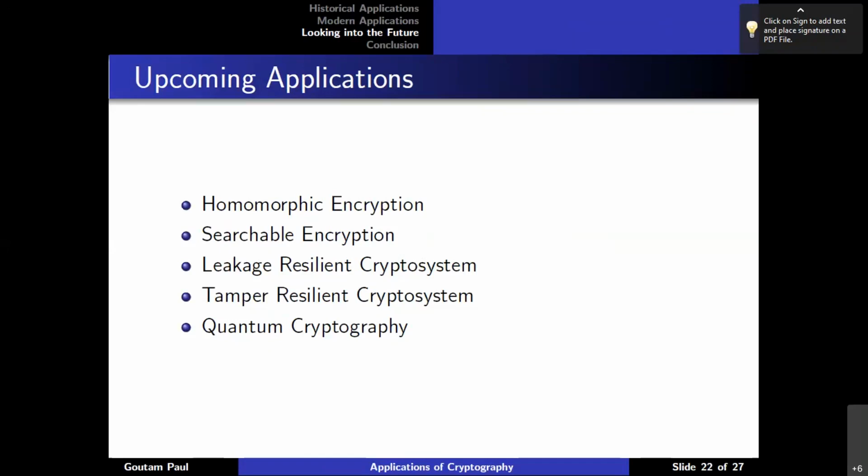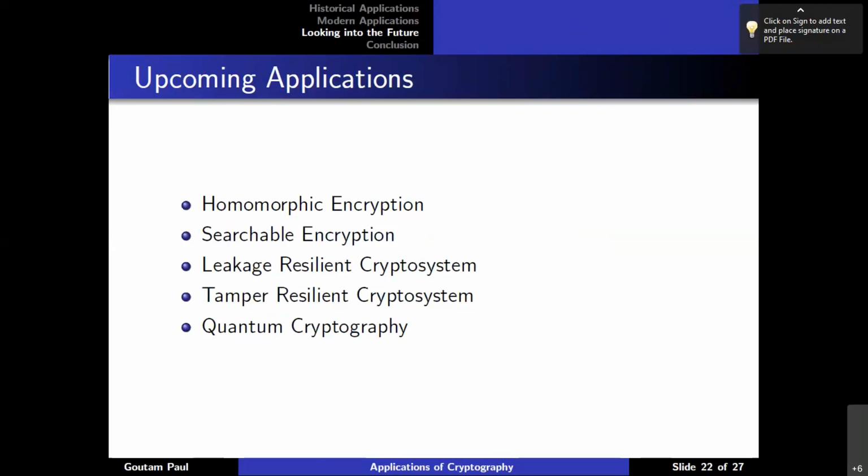Okay. Leakage resilient crypto system. That means theoretically you can guarantee that your crypto system will not leak any information. This is actually a side channel resistant kind of mechanism. Then the fourth one is tamper resilient crypto system. That means if someone tries to access your crypto system, then something will be broken, some hardware lock will be gone, and the system will be unusable.